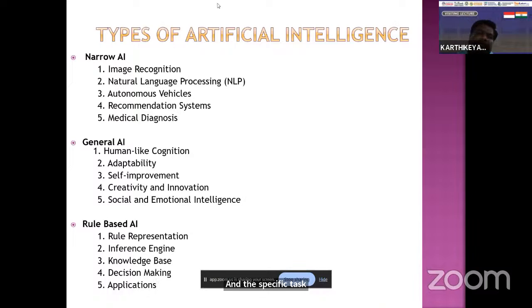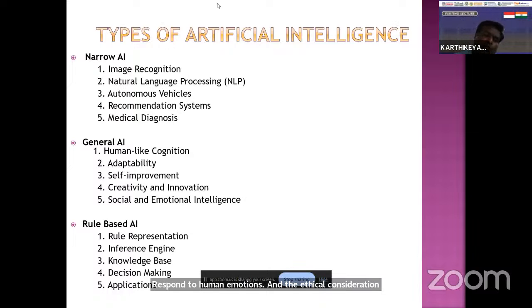And general AI following creativity and innovation, which means to generate new ideas, new solutions, and designs, exhibiting creativity and innovation in problem solving tasks. And general AI following social and emotional intelligence, which means it can understand and respond to human emotions and ethical considerations.